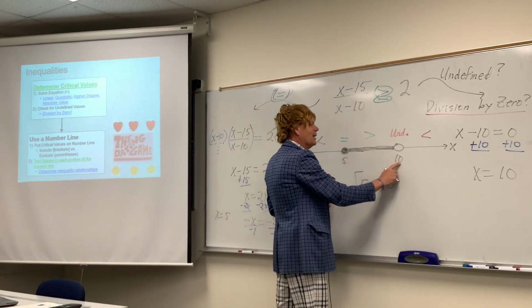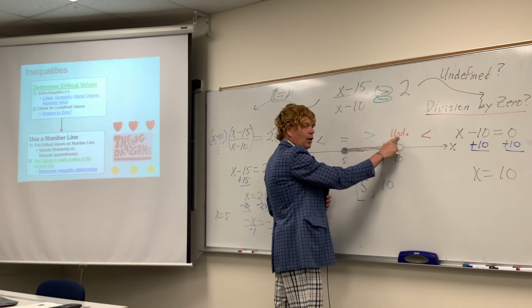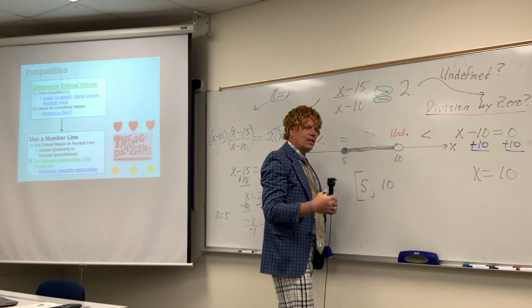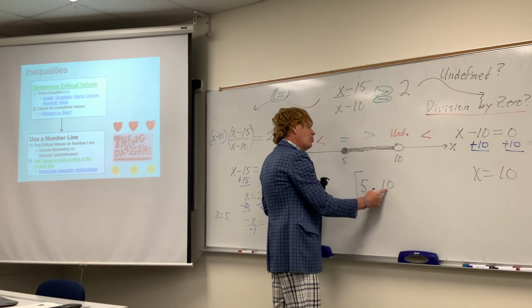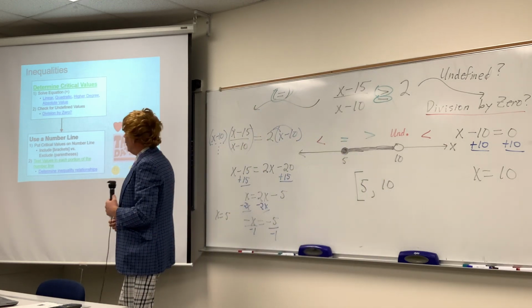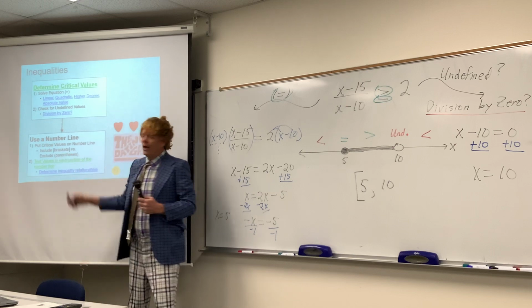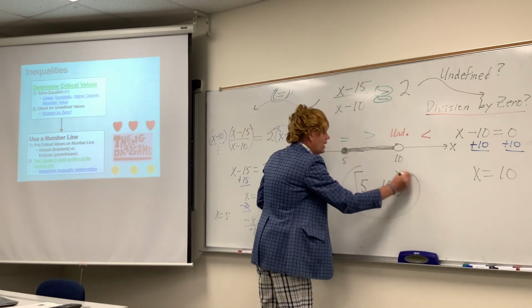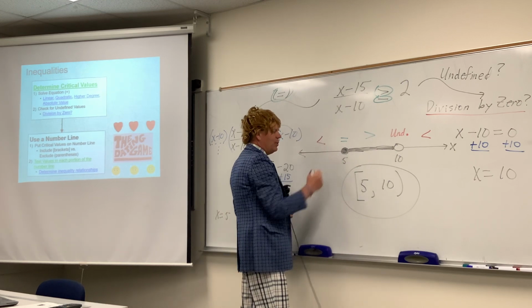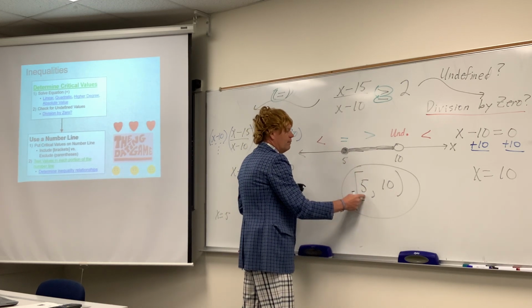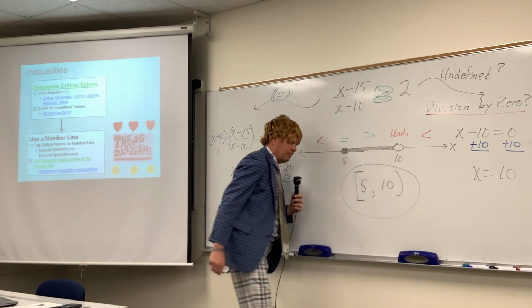On the other hand, 10, since it created division by 0, which is always to be avoided, how do we show people, don't include 10 in your solution set, don't put 10 in for x? Exclude, parentheses, rounded. So this would be the way that a mathematician would describe that picture: every number between 5 and 10, including 5, not including 10.